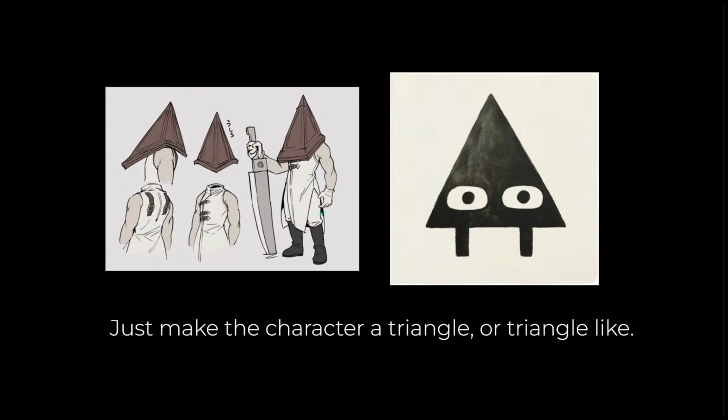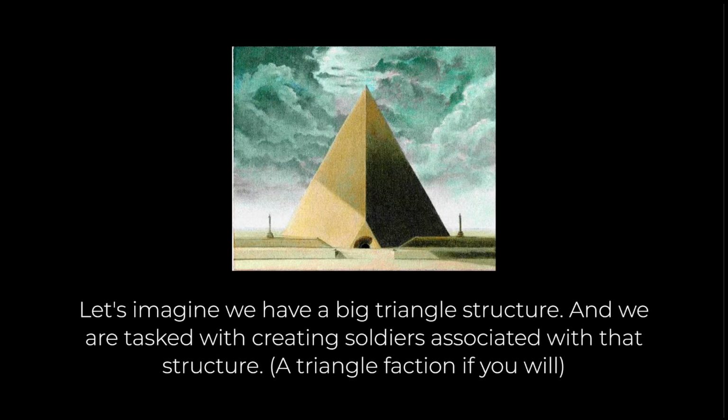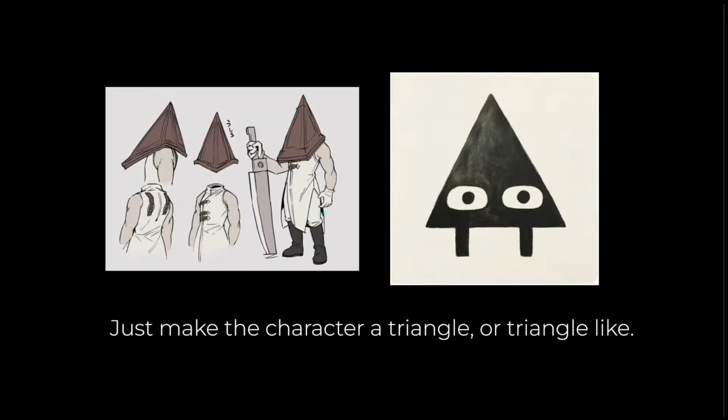If we make it, it becomes very clear that they are related to the triangle structure, and therefore they start having this feeling of being a faction. They are harmonious in a way, right? This is visual resonance, right? They have a visual cue and an association with each other.